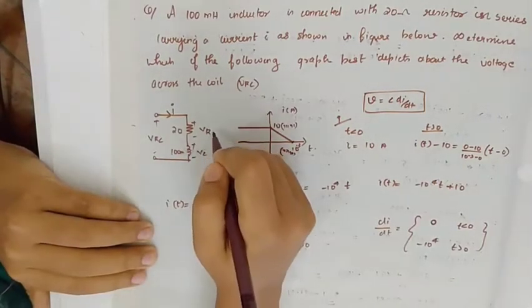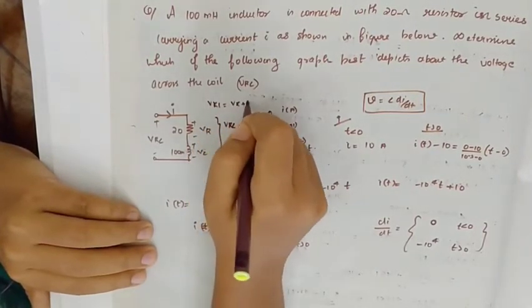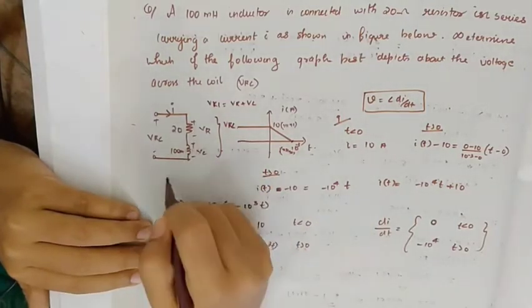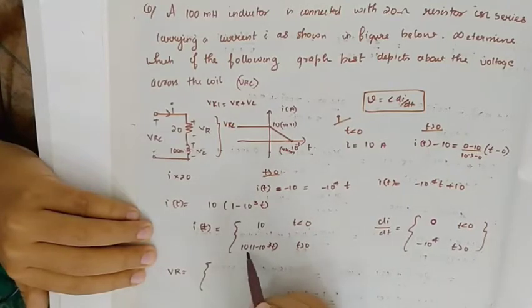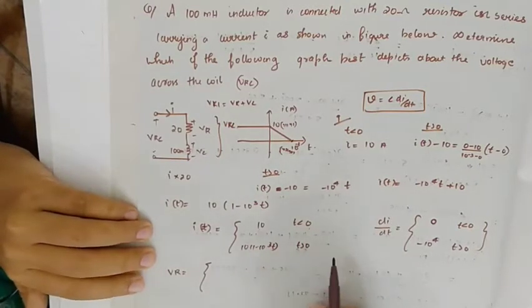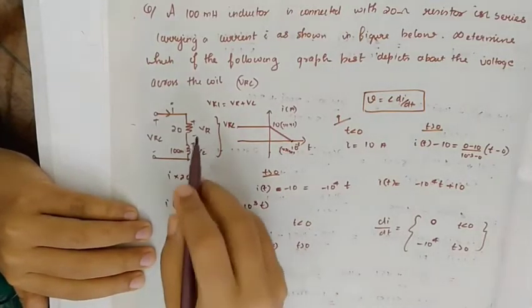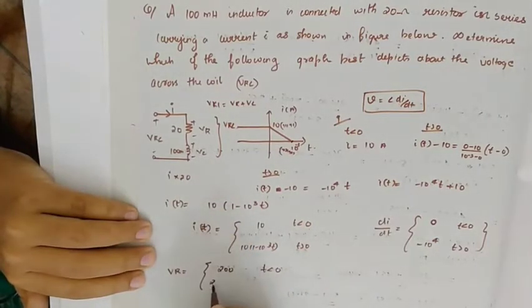Actually, we have to find VRL, that is VRL is equal to VR plus VL. VR is equal to I into R, I into 20. I is 10 for t less than 0 and 10 into 1 minus 10 raised to 3t for t greater than 0. For t less than 0, the value of I is 10, so 10 into 20. For t greater than 0, it will be 200 into 1 minus 10 raised to 3t.